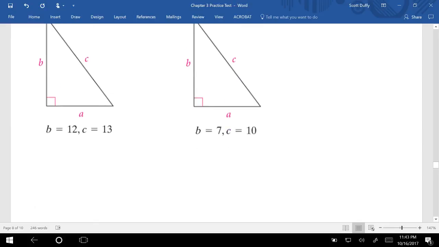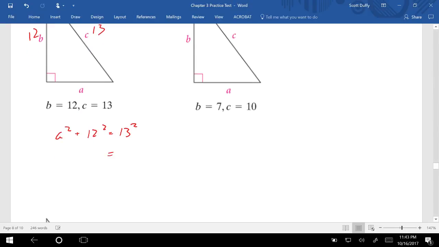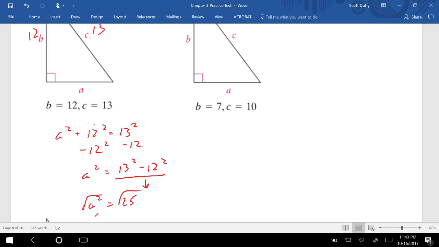This time I have the b and the c, and I need to find a. So I say a squared plus 12 squared equals 13 squared. And I'm going to subtract 12 squared from both sides. So I have a squared equals 13 squared minus 12 squared. This equals 25. Square root both sides. And a equals 5.